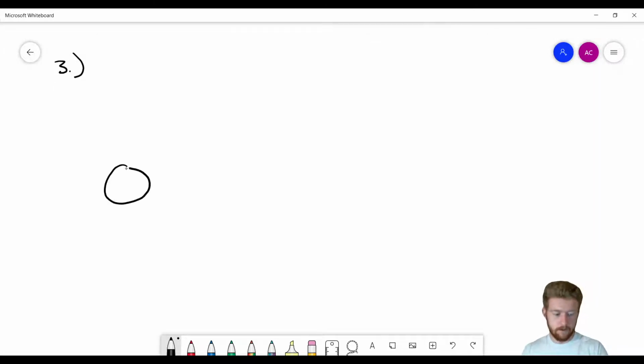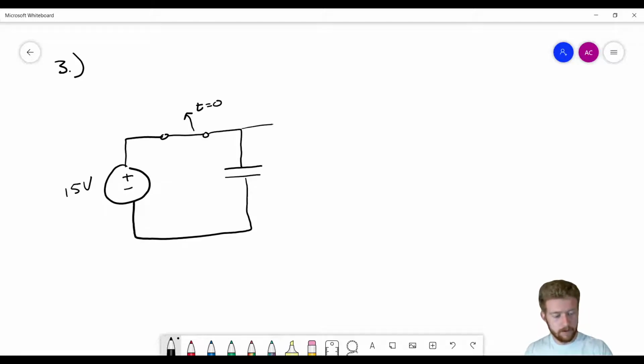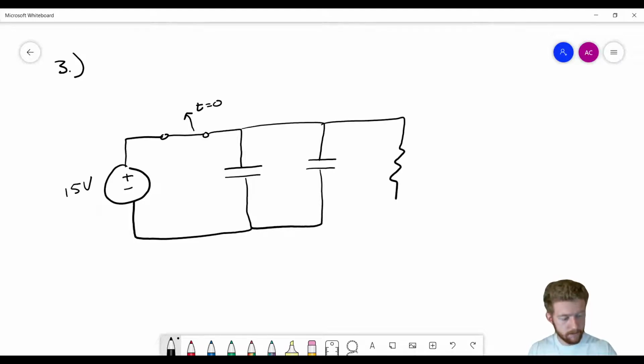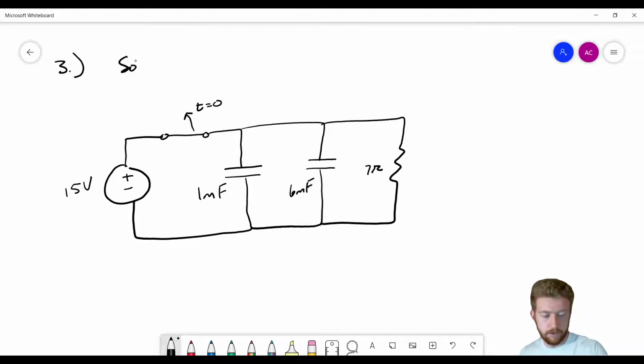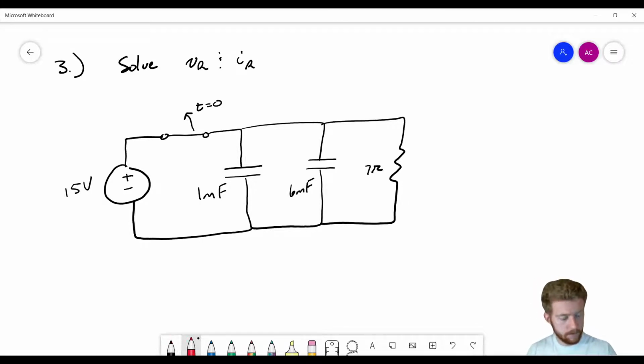Number 3, we have a 15 volt source, a switch that is normally closed, or that was closed for a long time before, and will open at t equals 0. And then we have one capacitor, another capacitor in parallel, and then a 7 ohm resistor over here. This is 1 millifarad, 6 millifarads, and 7 ohms. And once again, we're going to solve VR and IR. So we're going to be solving for the voltage and the current for this resistor.